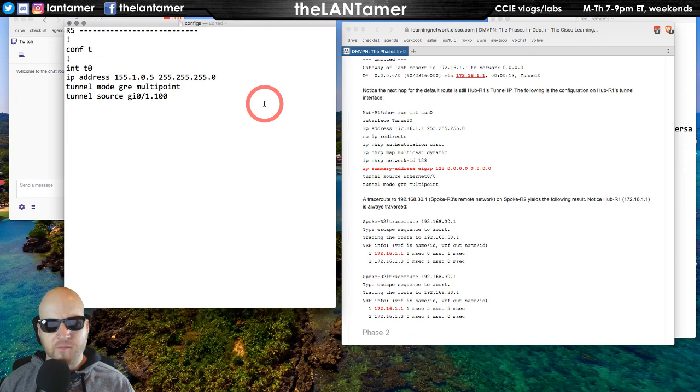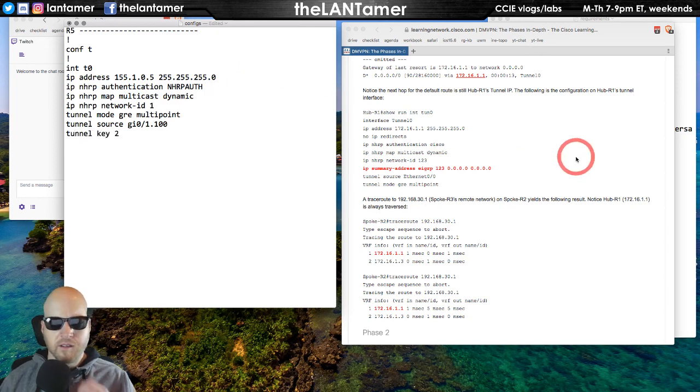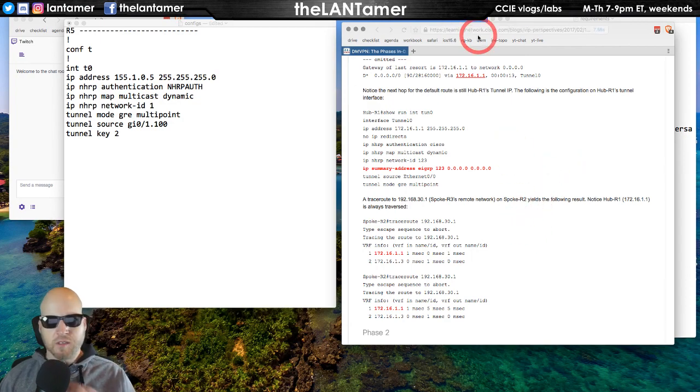So we're going to say tunnel source. Yeah, he has it at the bottom. First, he has the IP address, IP NHRP authentication, NHRP auth, IP NHRP map multicast dynamic. That's the statement I got wrong. IP NHRP network ID of 1. I don't see the tunnel key here. Yeah, there's no tunnel key defined.